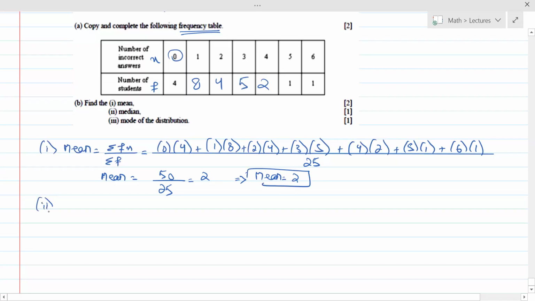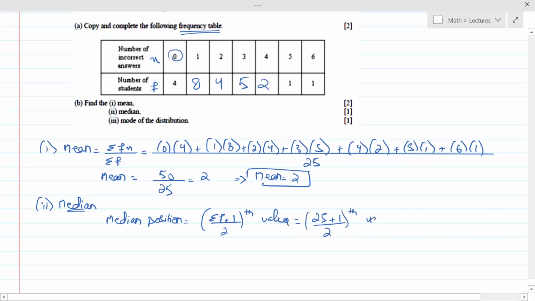Finding median, we have to pick the median class, and in the median class we have to find the median value, the median position. Median position is summation f plus 1 upon 2th value. Summation f here is 25, plus 1 upon 2th value. So summation f plus 1 is 25 plus 1, 26. 26 upon 2 is the 13th value for us.